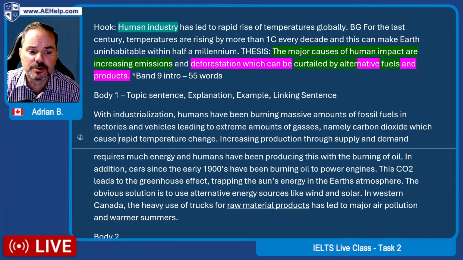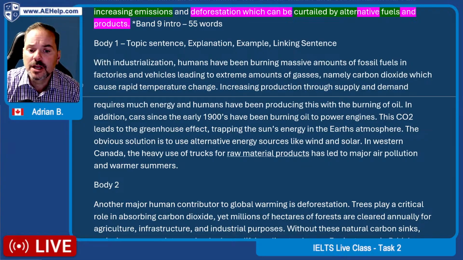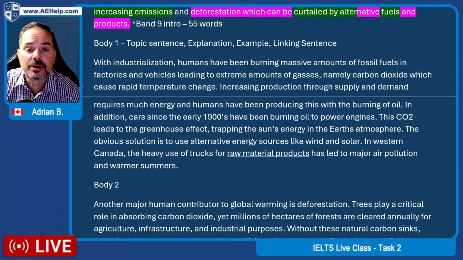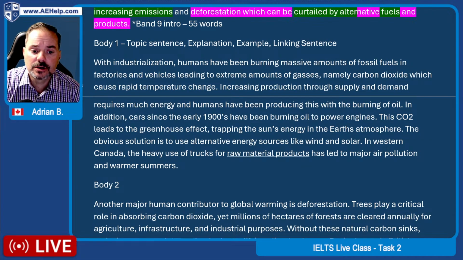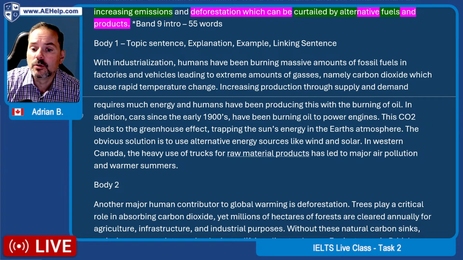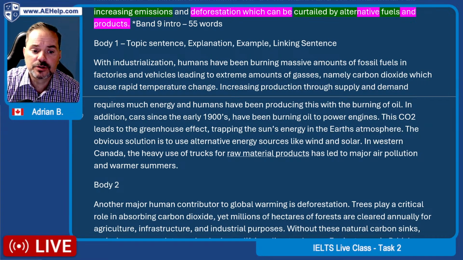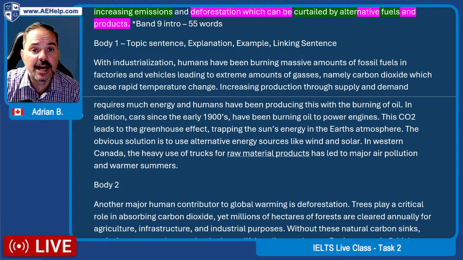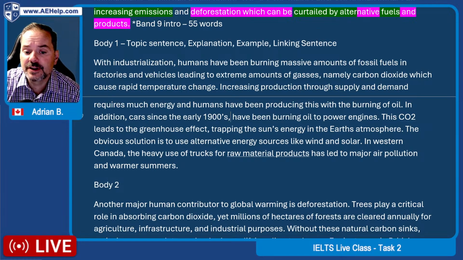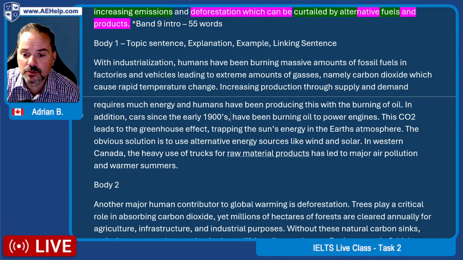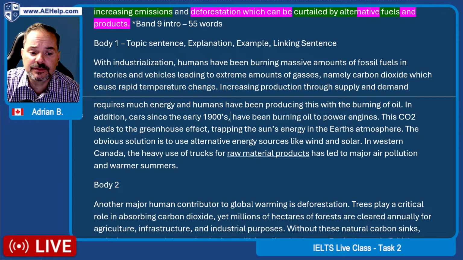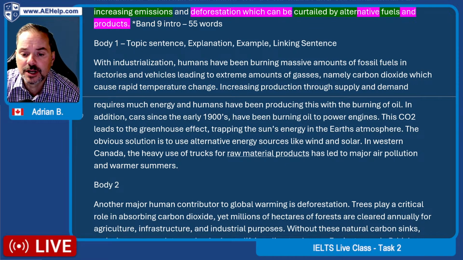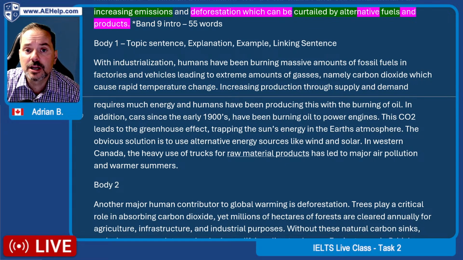Increasing production through supply and demand requires much energy, and humans have been producing this with the burning of oil. In addition, cars since the early 1900s have been burning oil to power engines. This CO2 leads to the greenhouse effect, trapping the sun's energy in the Earth's atmosphere. The obvious solution is to use alternative energy sources like wind and solar. In Western Canada, the heavy use of trucks for raw material products has led to major air pollution and warmer summers.